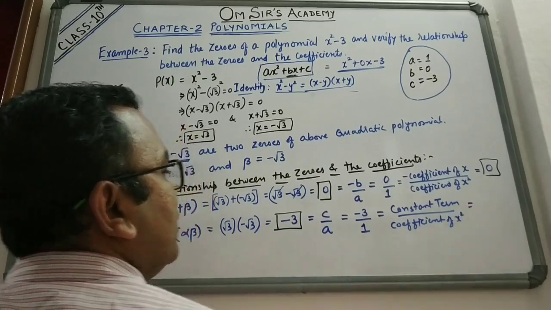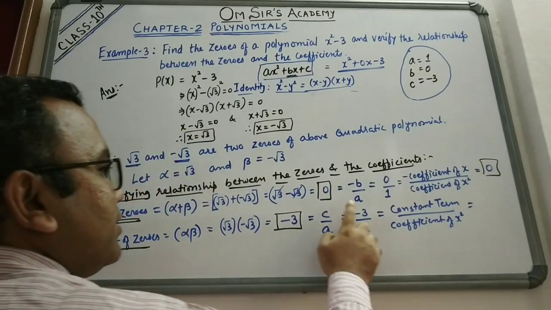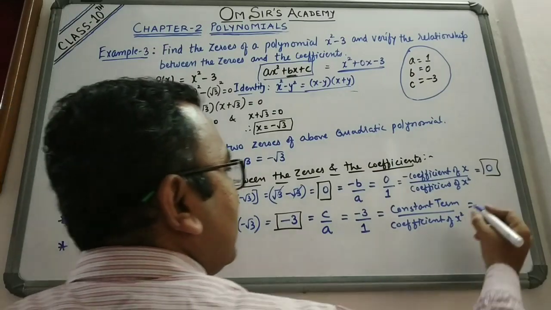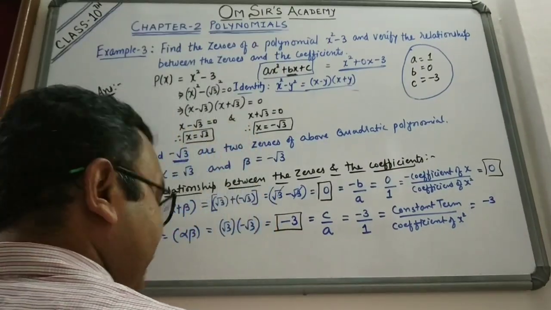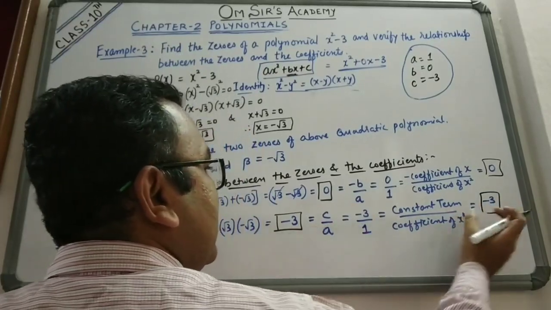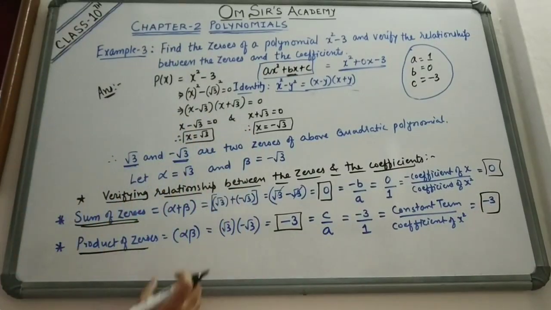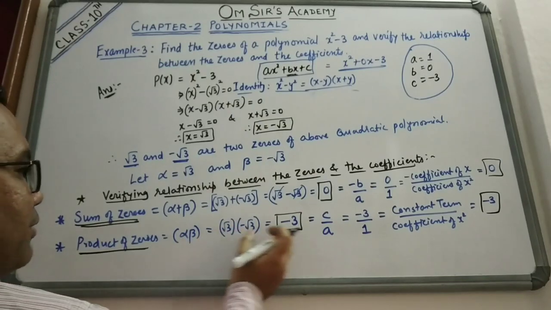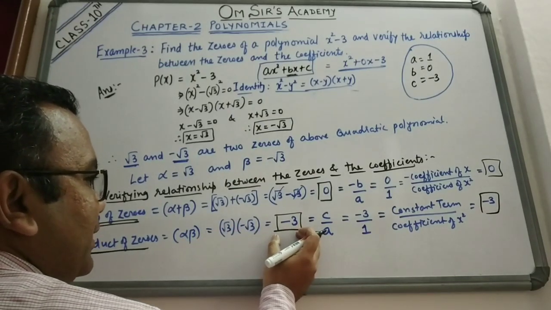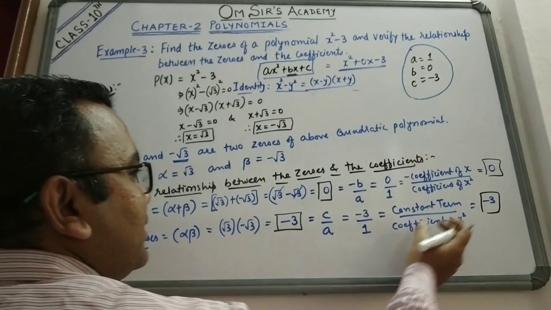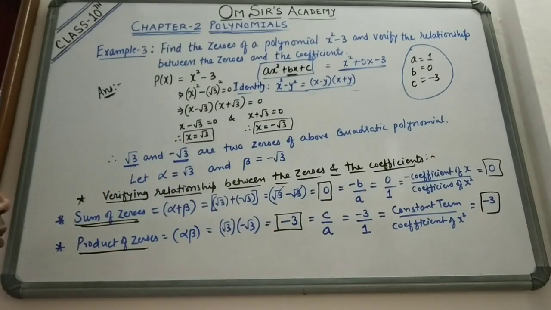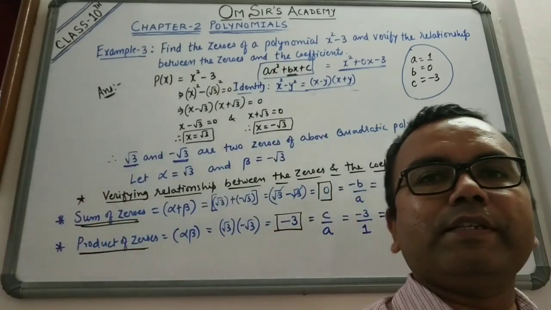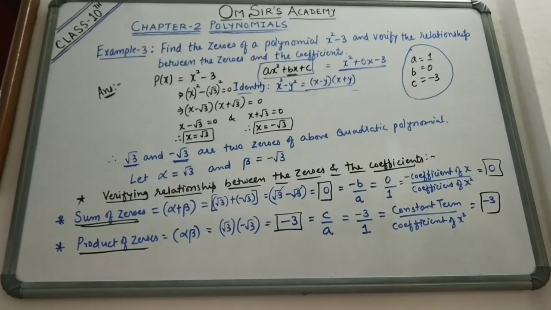Coefficient of x square. So in this case, minus 3 upon 1, what answer will we get? We will get minus 3. So in this way, minus 3 is equal to minus 3. That is the alpha into beta, whatever the answer we got, that is minus 3, is equal to C upon A, that is equal to minus 3, and hence our relationship between the zeros and coefficients in this sum is verified. Is it clear? So hope you understood it, friends.